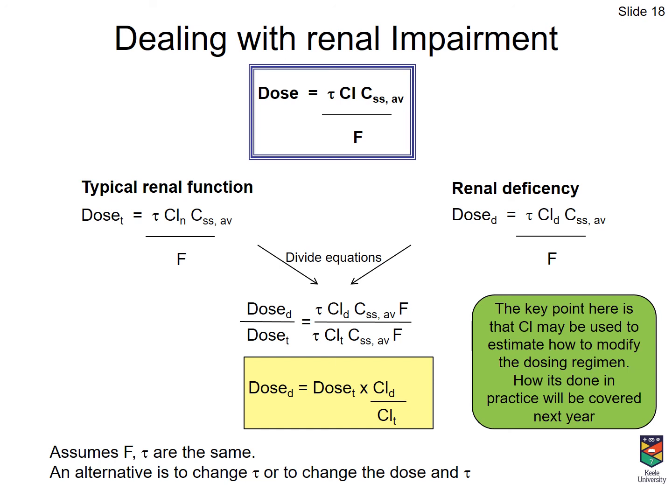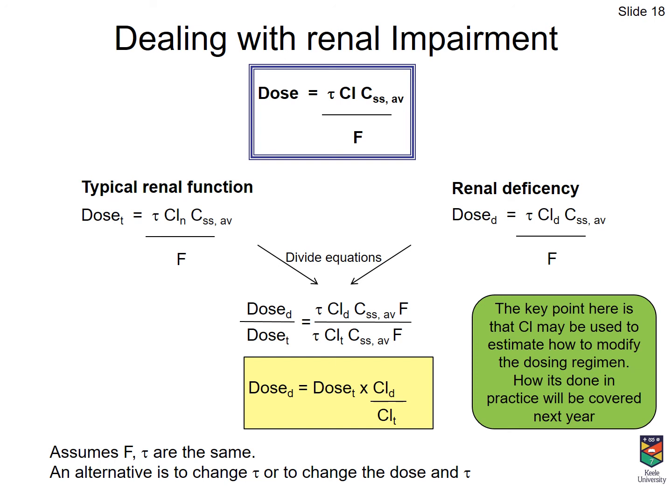So if you go back and look at the equation we derived at the end of the last teaching session on calculating the dose of a drug we're going to give to a patient, we ended up with this equation, which tells us the dose of drug as a function of the dosing interval, the clearance, the plasma concentration we want, and the bioavailability. And so we could write 2 equations, one which would be the dose that we give to a patient with normal renal function, and the other would be the dose that's given to a patient with impaired renal function.